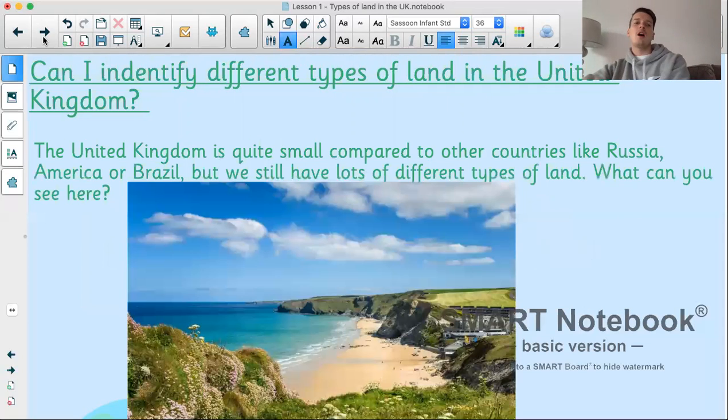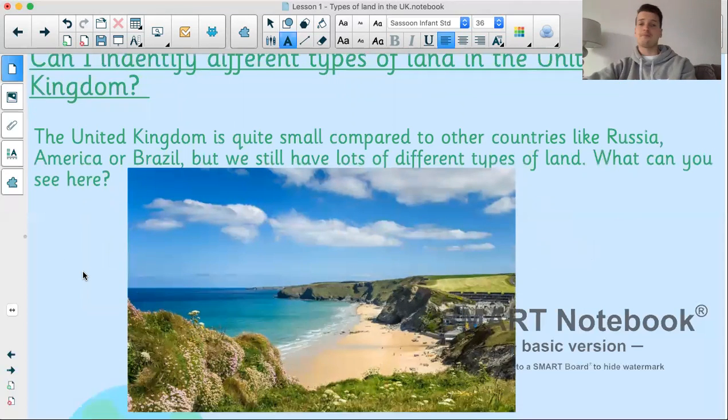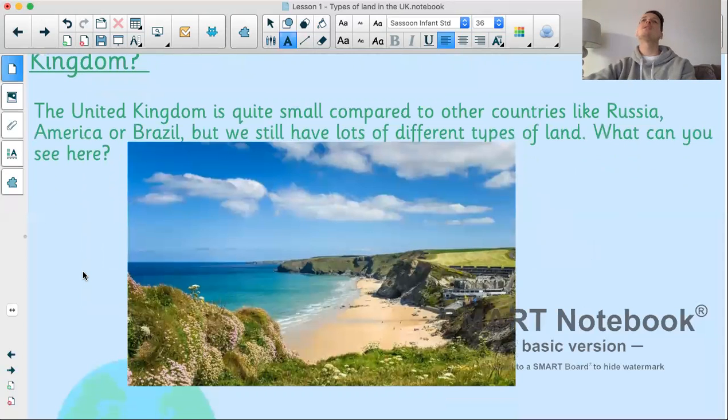So, like I said, the United Kingdom is quite a small country compared to other countries like Russia or America or Brazil. They're huge, but we still have quite a lot of different types of land, like I said before. So I want you to look at the pictures and just tell me what you think you can see here. There might be more than one answer in one picture. So like this picture here, I think there's like 4 answers. Okay, so maybe pause the video for just 10 seconds. Have a think, what can you see here?